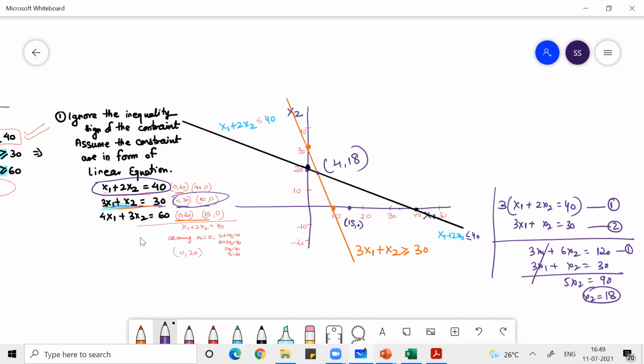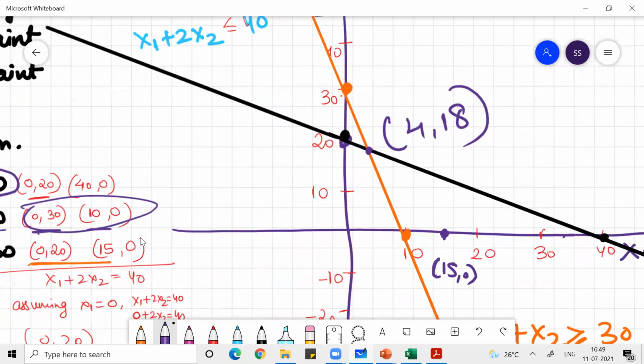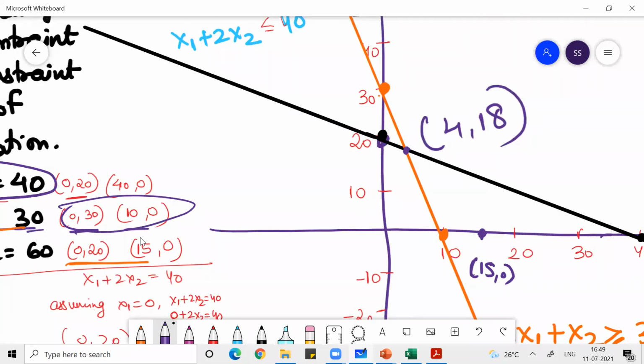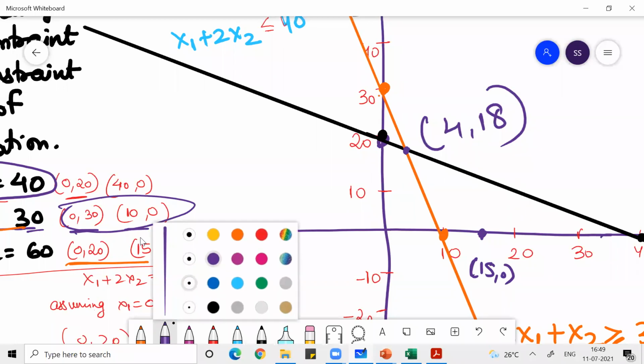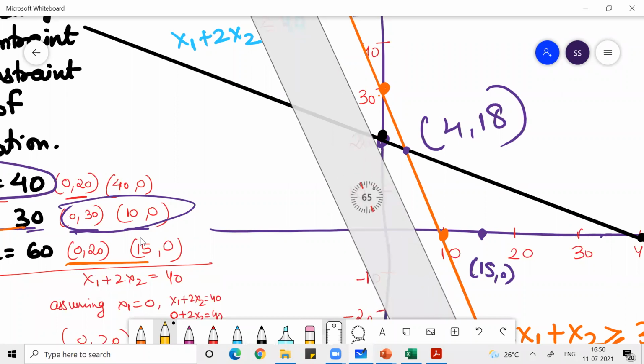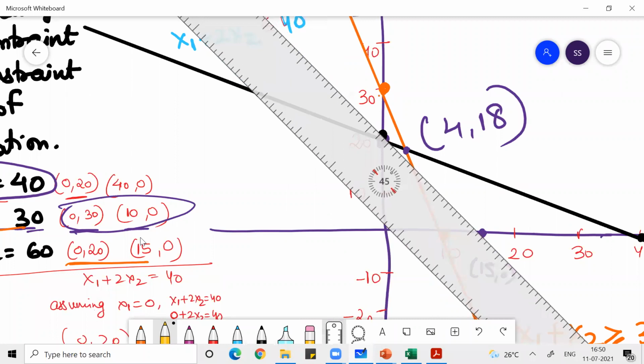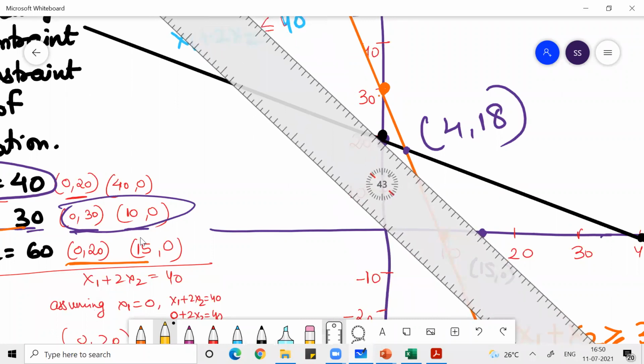Now the third line, guys. When I'm trying to plot the third line, my coordinates are 0, 20 and 15, 0. Let me choose a different color. So 0, 20 and then 15, 0. You just draw the third line. This is your third line.